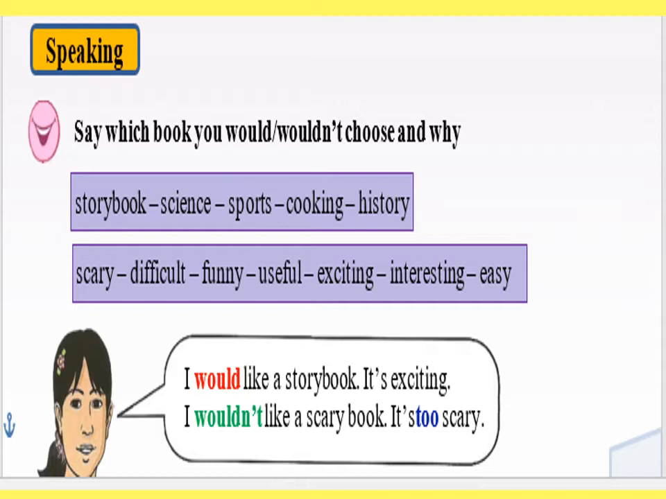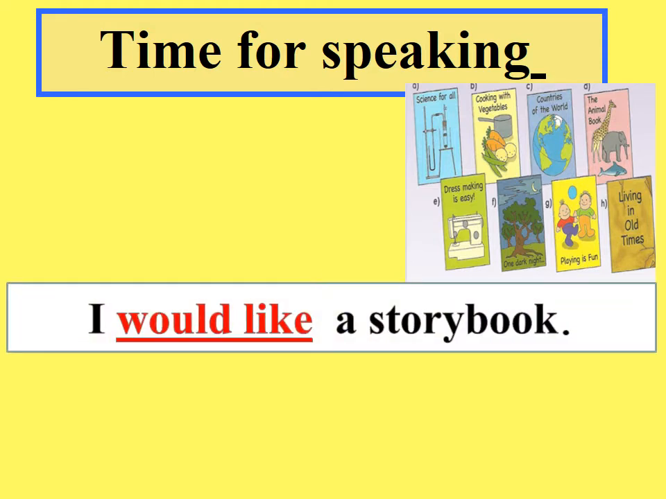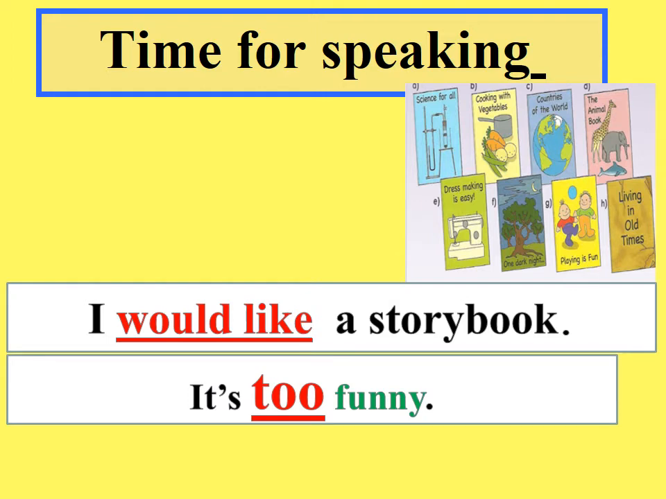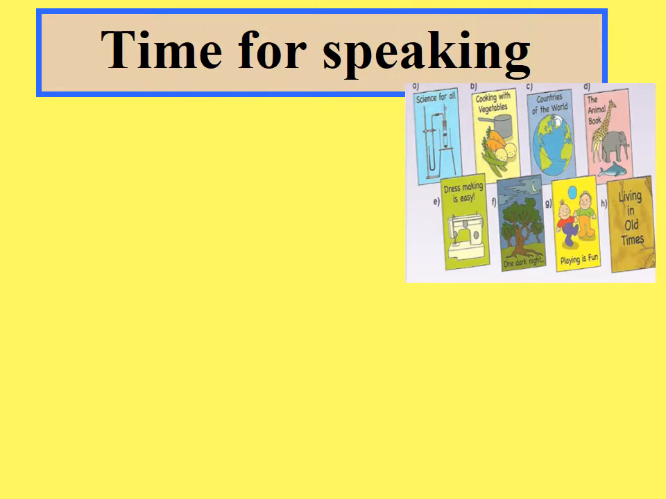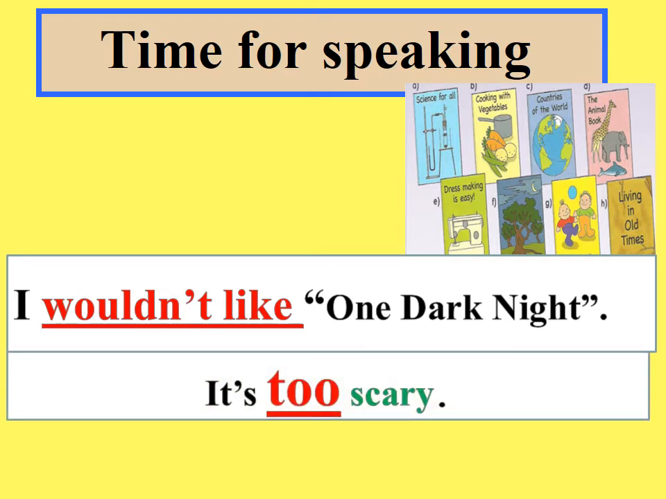For example, Amal said, I would like a storybook. It's exciting. And I wouldn't like a scary book. It's too scary. Let's see the others. I would like a storybook. It's funny. I wouldn't like One Dark Night. It's too scary.